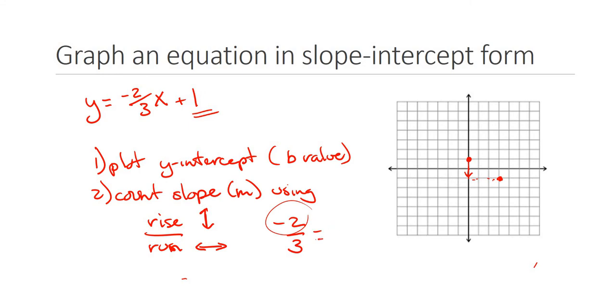Now keep in mind that -2/3 is the same as 2 over -3. So I could have gone up 2 and to the left 3. But if you notice, I still end up with points on the exact same line. Okay? So down 2 and to the right 3 to get to here is the same as going up 2 and to the left 3.